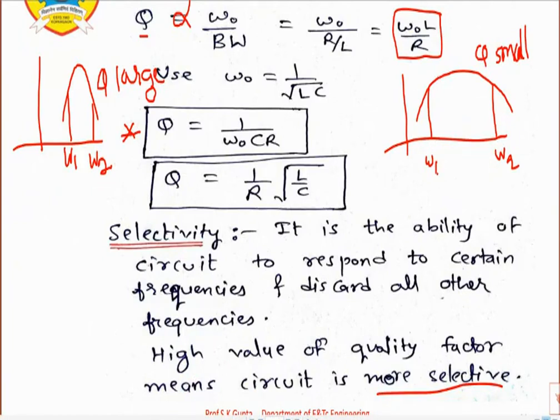And as you can see here from the graph, try to understand that if quality factor is small, here so many frequencies are coming. But if my quality factor is large, only limited frequencies are coming. So to select particular frequencies and discard all other frequencies, your quality factor should be a large or high value.